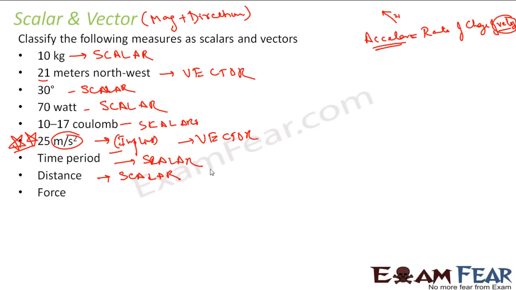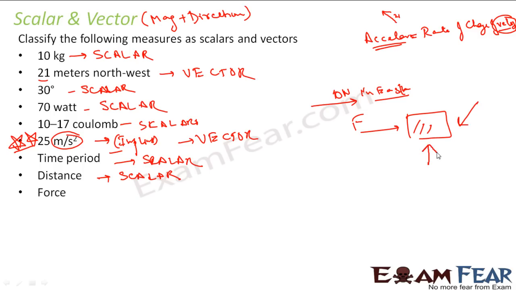Force. Force is a vector. Why? Because when you talk about force, you talk about direction. You say, let's suppose, 10 Newton force in east direction. So here also it's implicit actually. Whenever you talk about force, for example, when you say this is a body and I'm applying force, you always give a direction. If force is in this direction or this direction, force has a direction. So it is a vector. It has magnitude, it has direction.